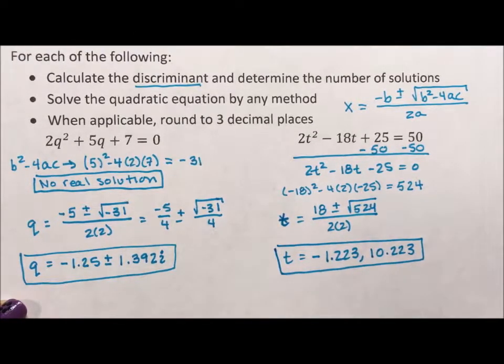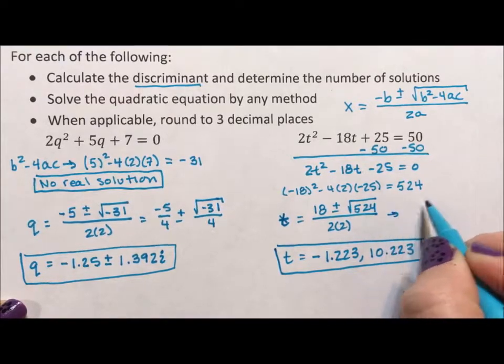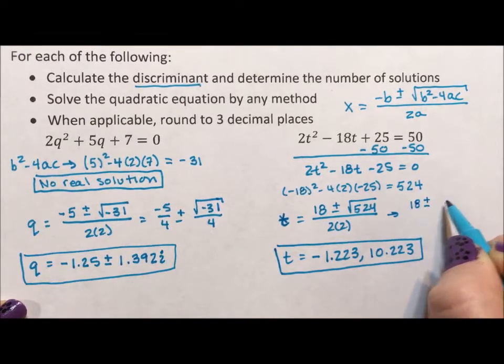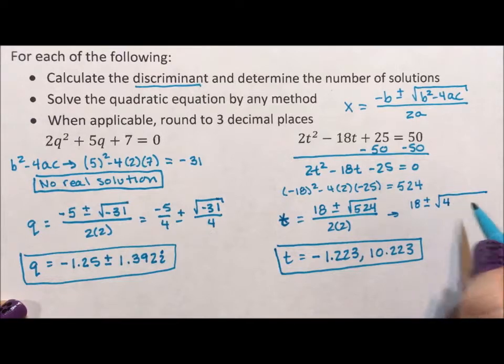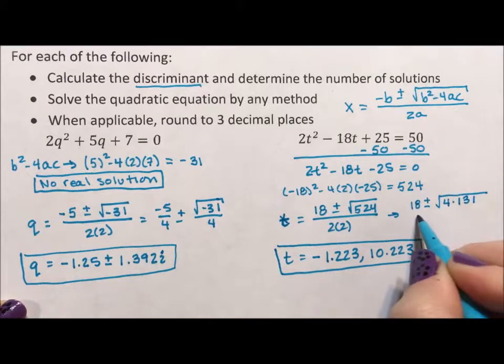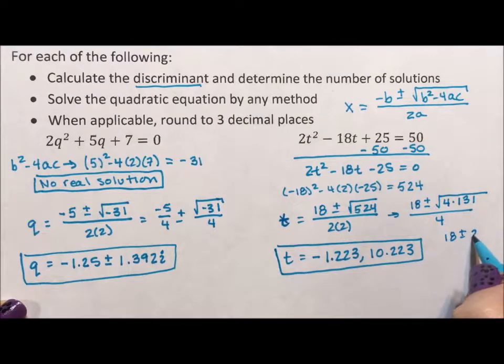If you're being asked to do an exact solution, because this is divisible by 4, we would turn this into 18 plus or minus the square root of 4 times 131, which would then become 18 plus or minus 2 times the square root of 131 over 4. And then we would factor a 2 out of everything, so we would have as our alternate solution 9 plus or minus the square root of 131 over 2.